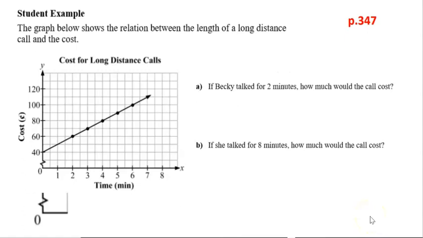So we can practice interpolating and extrapolating in this student example. The graph shows the relationship between the length of a long distance call and the cost. So the time is on the x, it influences how much money you're going to spend. Question A says, if Becky talked for 2 minutes, how much would the call cost? Well, we can interpolate this because we see right here that we have 2 minutes on our graph. We can look up to the plotted point and over, and we can see clearly that it cost 60 cents.